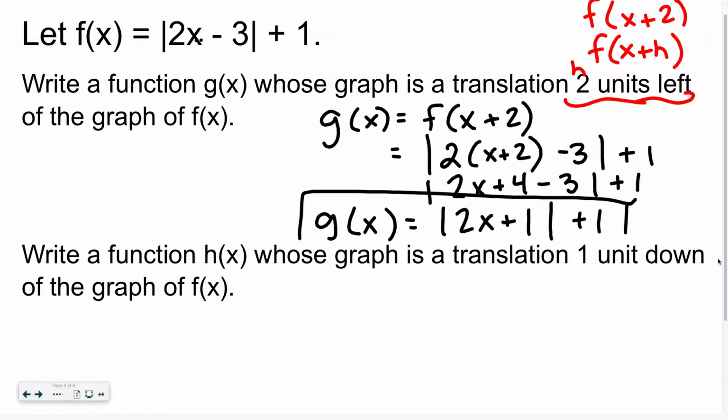You share your answer with your group members. See if you agree. Moving that 1 unit down.